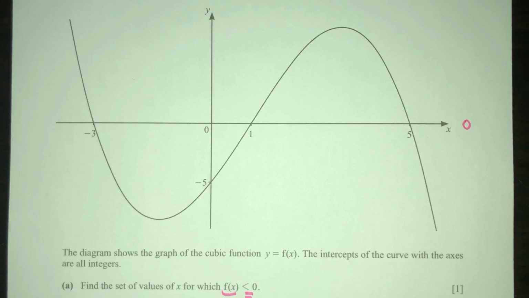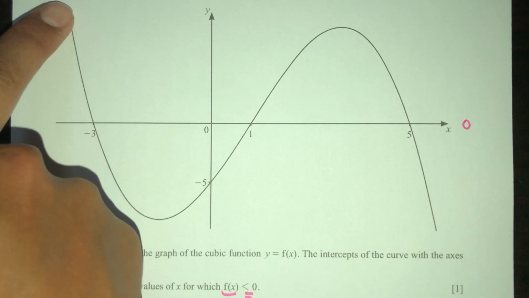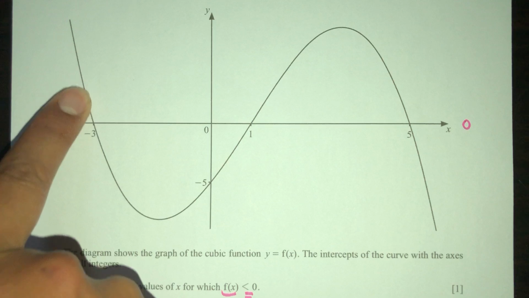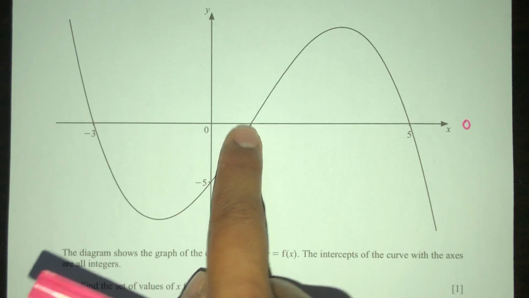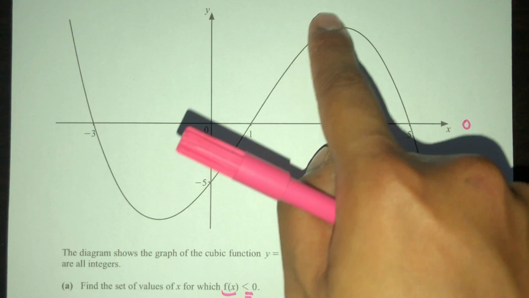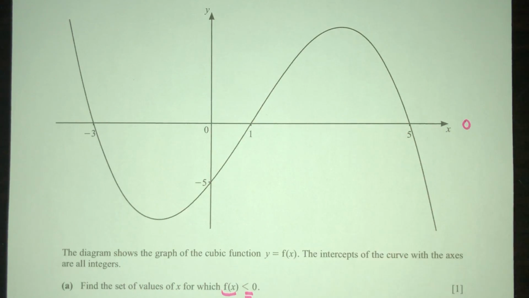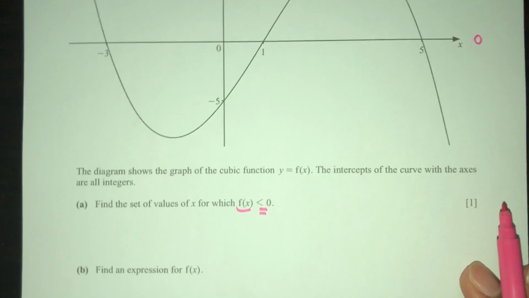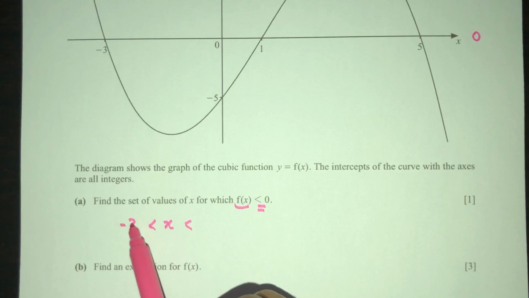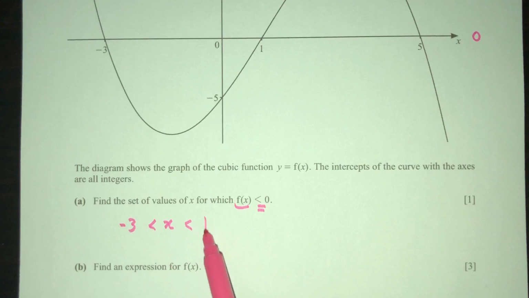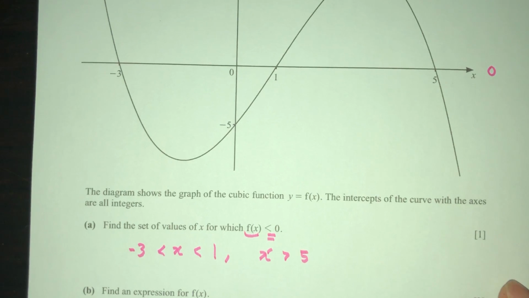By observation, you can see that the graph here is above 0, but when it crosses this point, it is below 0, and then until here it is below 0. Again, here it is going up above 0 and back to below 0. So you can see by observation, the graph is below 0 when x is between -3 and 1, and then when x is more than 5. This is done by observation according to your graph.